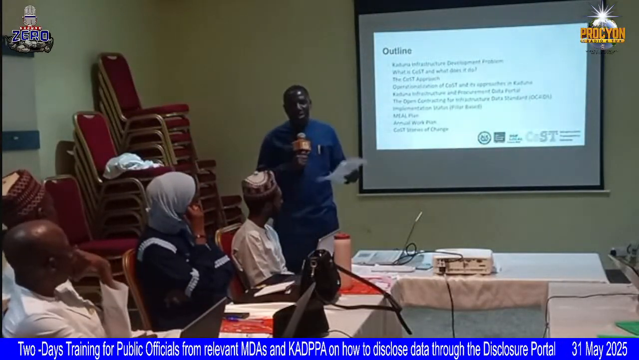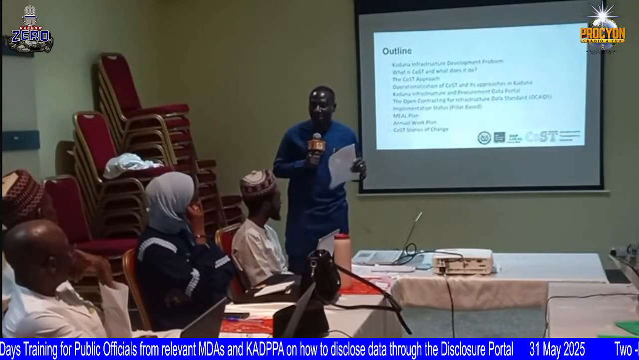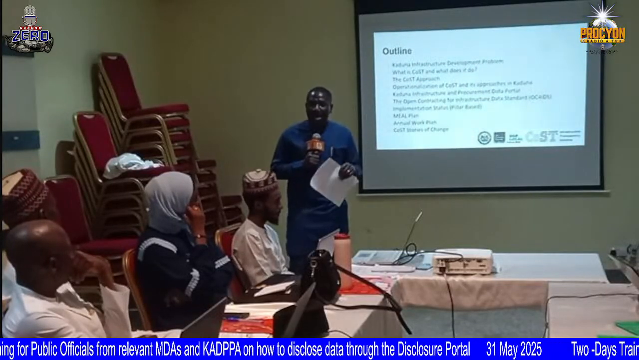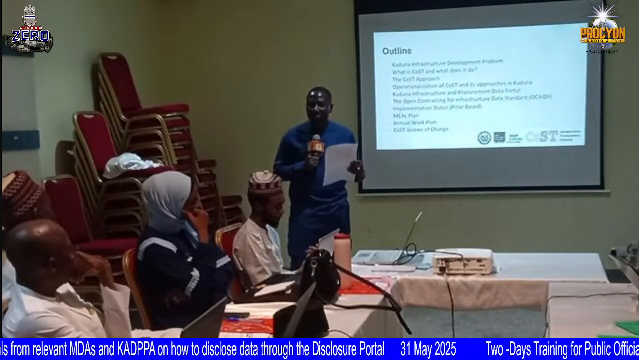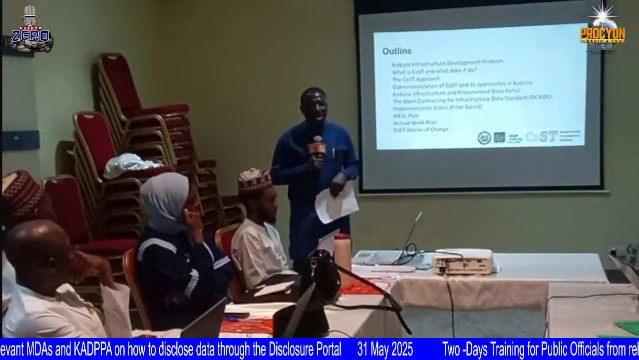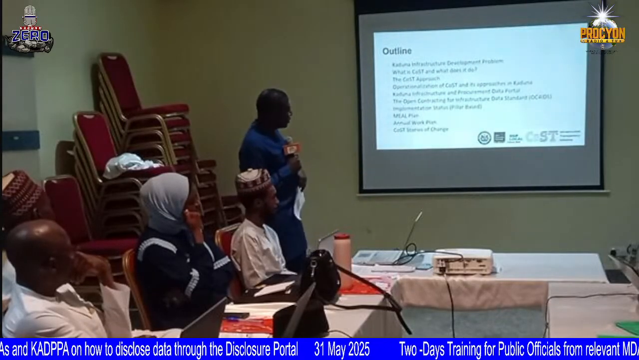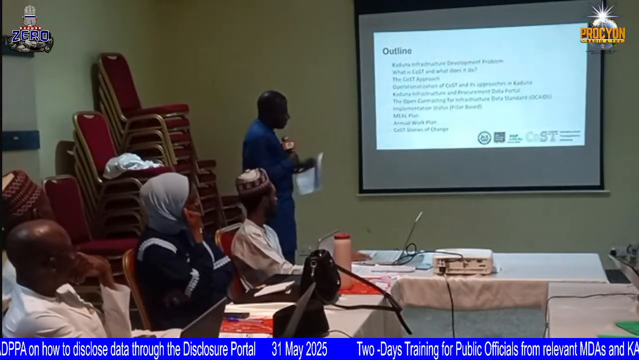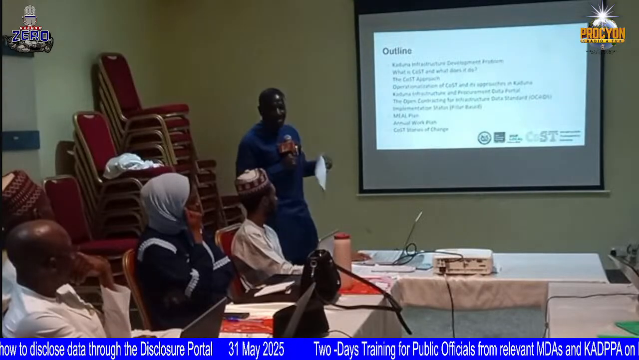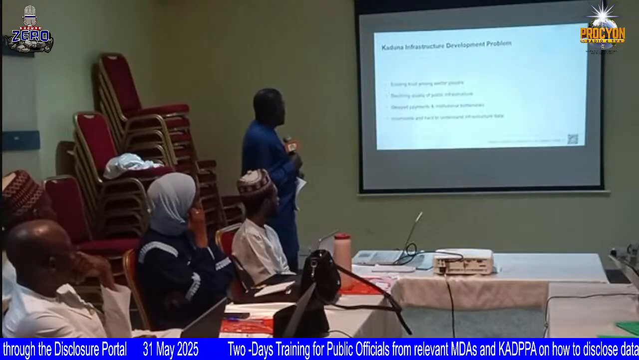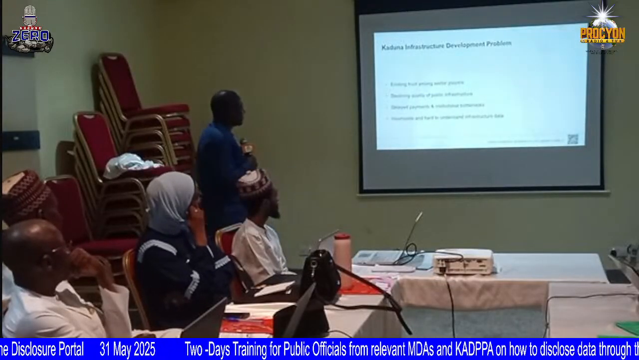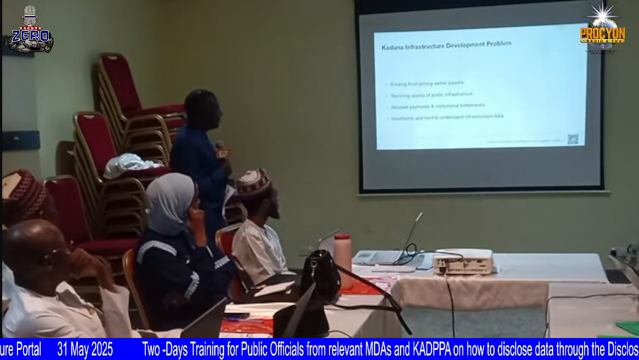The annual work plan and the CoST stories of change are a bit of reading that you need to do on your own, to see how countries who have gone ahead of Kaduna, particularly at their national governments, are progressing in using infrastructure transparency to deliver services to their people. So we have stories from Malawi, from Ghana, so that you can look at them and see.